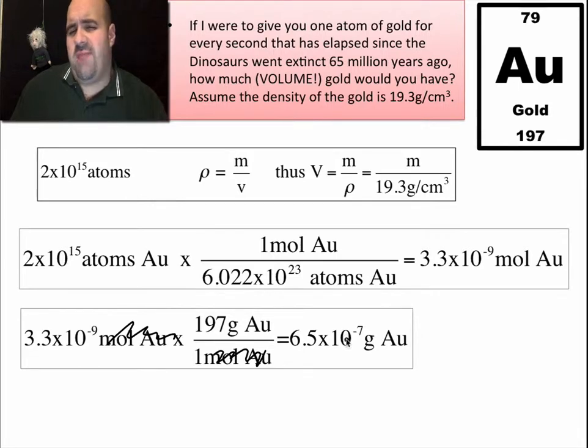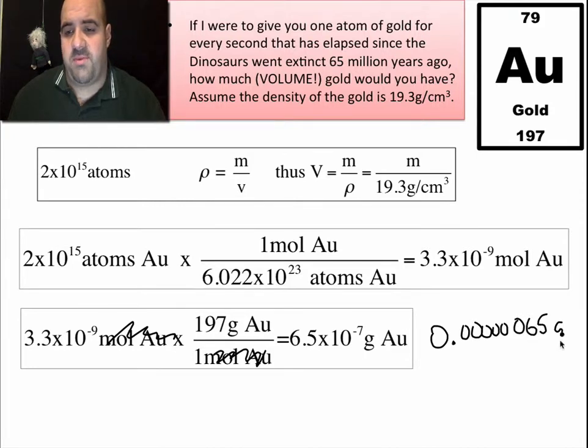So if I gave you 1 atom of gold for every second that went by in the last 65 million years, you'd have a very, very small amount of gold. Not a tenth, not a thousandth. We're talking almost a billionth, maybe a millionth to 10 millionth of a gram of gold. A very, very, very small amount, not even measurable.